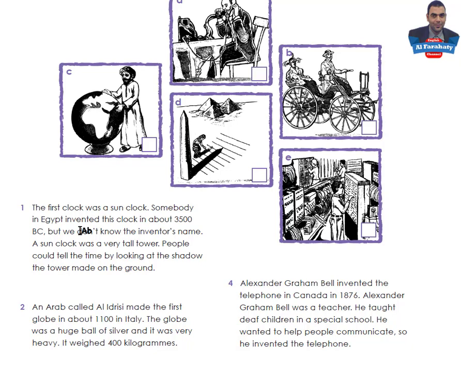Somebody in Egypt invented this clock in about 3500 BC. But we don't know the inventor's name. A sun clock was a very tall tower. People could tell the time by looking at the shadow the tower made on the ground. Do you know this abbreviation? BC? Yes, before Christ.